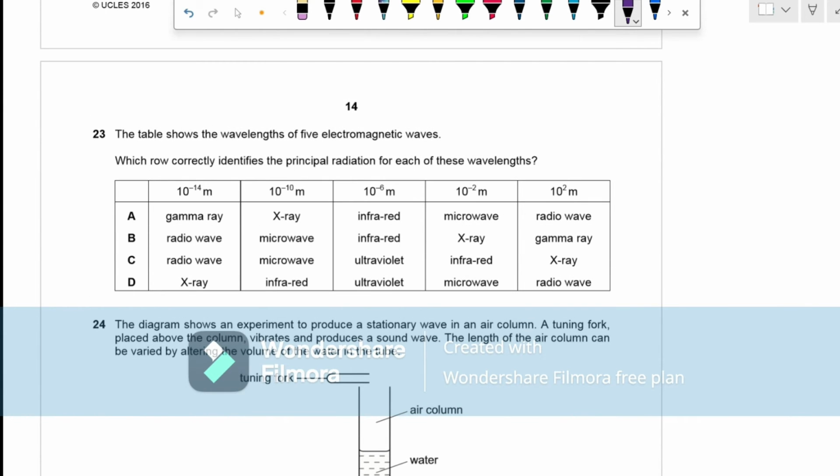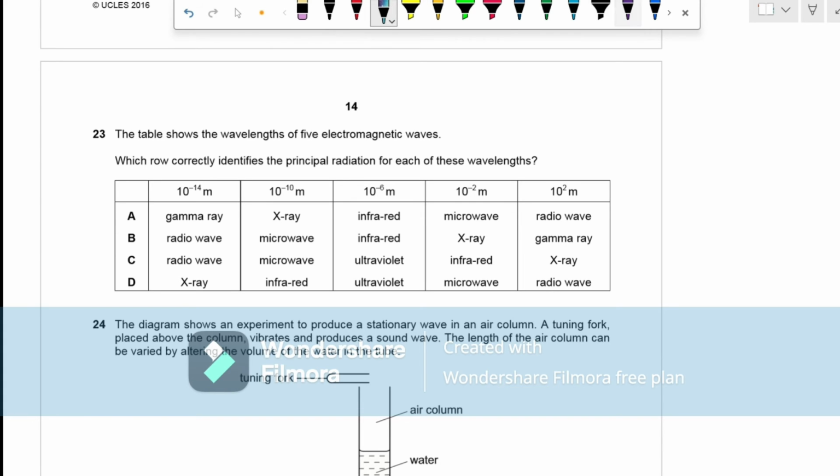Question 23. Given the wavelengths of 5 EM waves, which row correctly identifies the principal radiation for each of these wavelengths? Guys, I'm not going to lie to you, this is something that you just need to know by heart. There is no way they're going to give you the wavelengths, and if you look on this side, I've given you all the wavelengths that you're going to need. I would really also advise that you read around so that you can use the things that are coming from your head. But basically, you just need to know them.